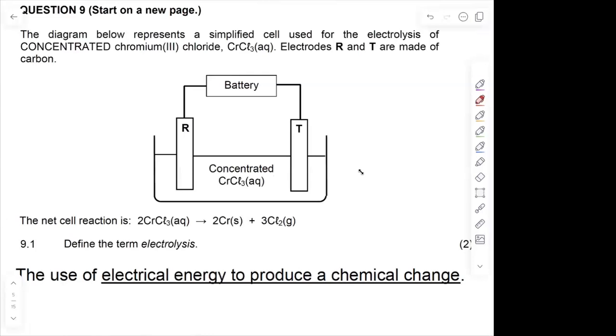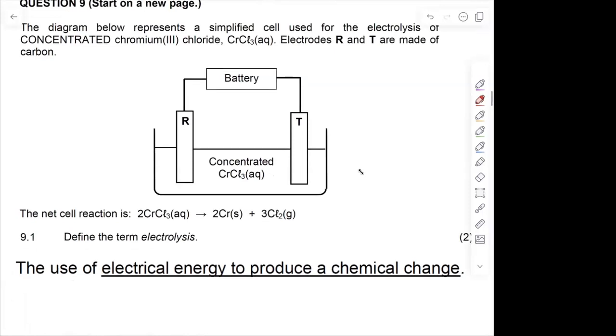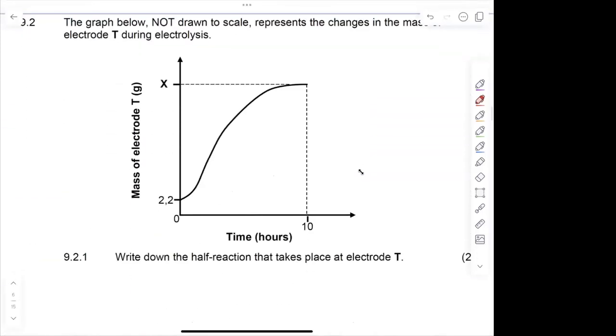So we have a battery, we've got chromium chloride, and it says electrode T is going to basically change in mass. How does the change look? It starts at 2.2 grams and it increases to a level of X after 10 hours. Write down the half reaction that takes place at electrode T.